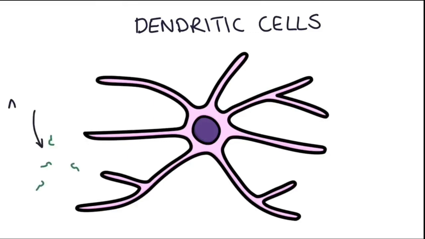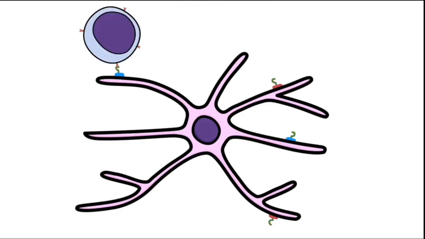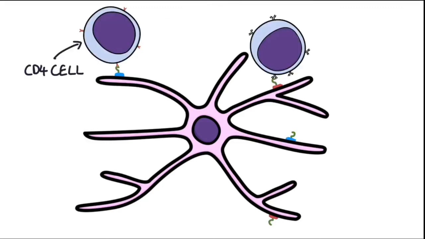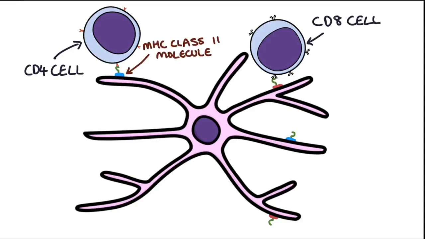So dendritic cells are responsible for taking up antigens in the infected tissue, processing them, and then presenting the antigens on their cell membrane for other cells of the specific immune system to recognize and respond to. They have both MHC class I and class II molecules on their cell membranes, so they're able to present antigens to both CD4 and CD8 T cells.